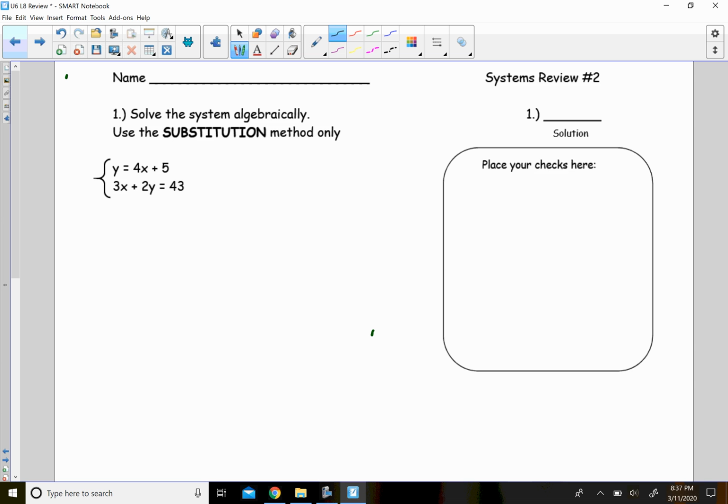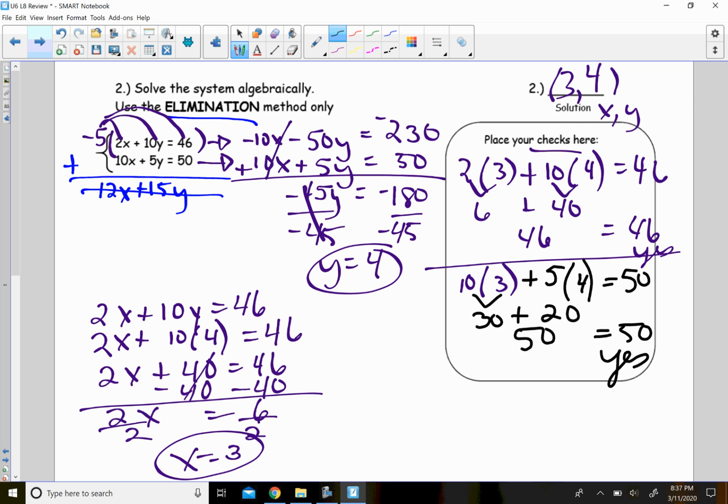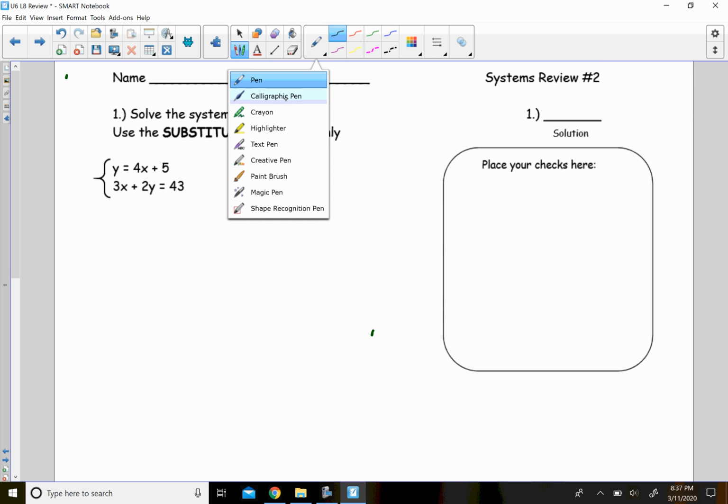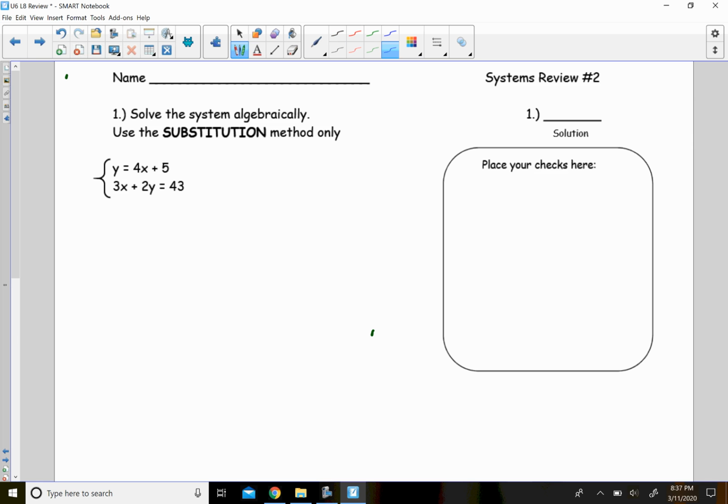So remember, elimination was to add to eliminate or get rid of one of the letters, right? We added to eliminate the x here. This time a substitute is going to fill in and replace. So I can see y is isolated and it's equal to 4x plus 5. So anywhere there's a y, I'm going to plug in 4x plus 5.